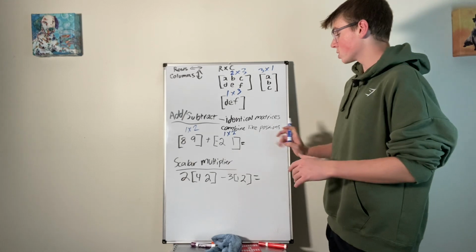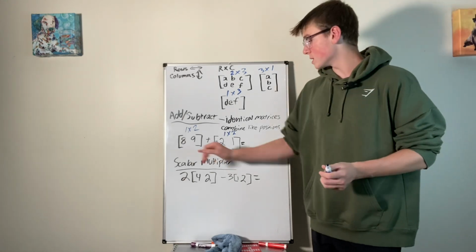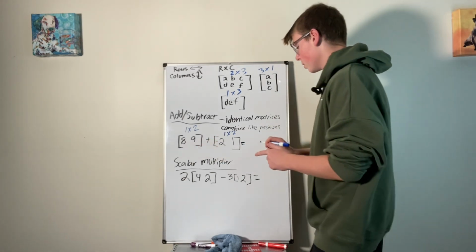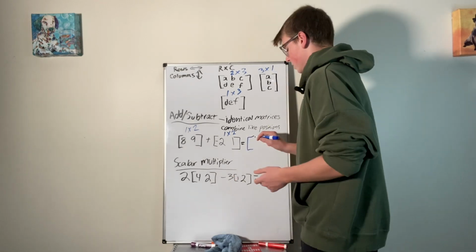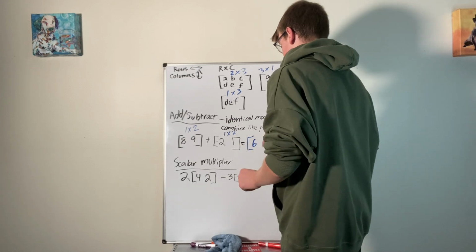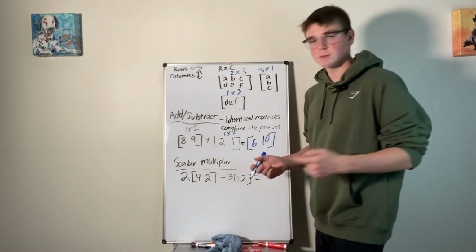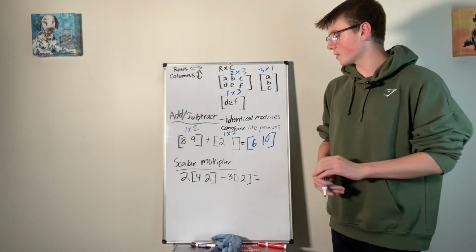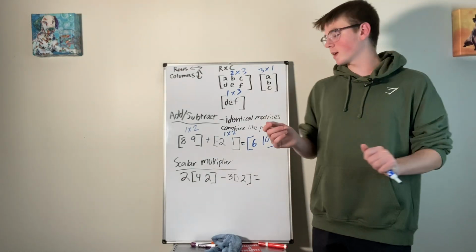Like I said, you just combine the like positions. So 8 plus negative 2, which is 8 minus 2, gives us 6. This would be 9 plus 1, which gives us 10. So we get the matrix 6, 10. Simple, right?